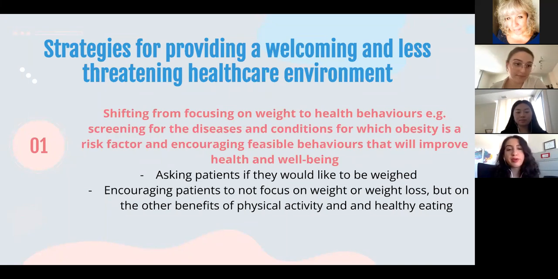Now for strategies for providing a welcoming and less threatening healthcare environment. The first strategy would be to shift from focusing on weight to health behaviors. For example, screening for the diseases and conditions for which obesity is a risk factor, and encouraging feasible behaviors that will improve health and well-being. This could be accomplished by asking patients if they would like to be weighed. It's also important to bear in mind that increasing patients' knowledge of the health effects of obesity has shown little effect on weight loss, according to research. However, encouraging patients to not focus on weight or weight loss, but rather on the benefits of physical activity and healthy eating may reduce the threat of conversations about these behaviors and thus increase the likelihood of behavior change and maintenance.